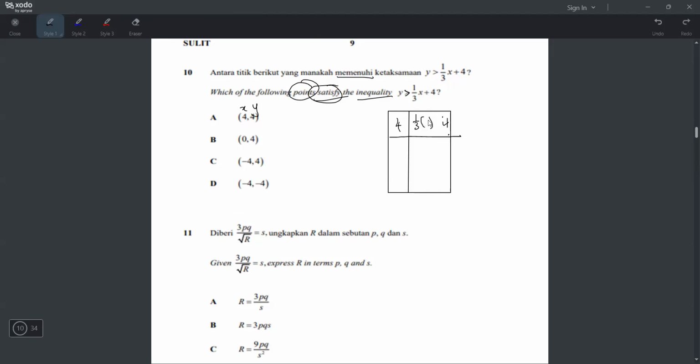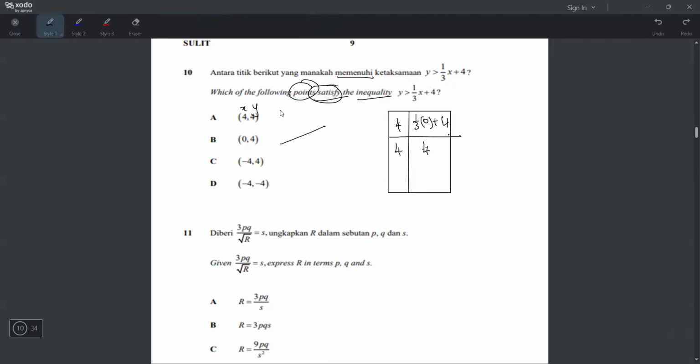X is 0, and then plus 4. The 4, nothing to do here. 0 times 1 over 3 is 0. 0 plus 4 is 4. So as you can see, 4 and 4 are the same number, right? When the left hand side and right hand side give you the same value, it means this point (0, 4), where does it sit?